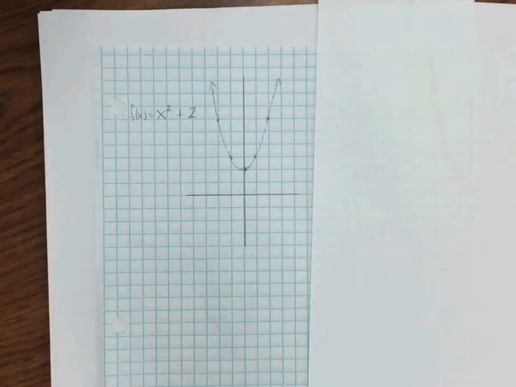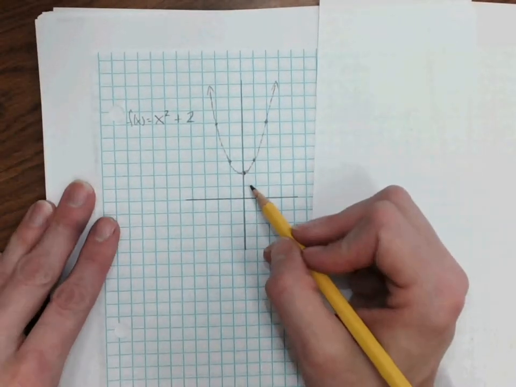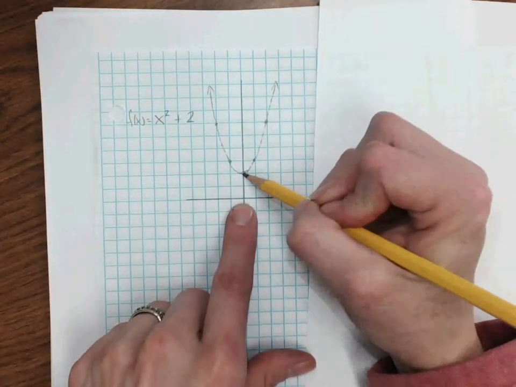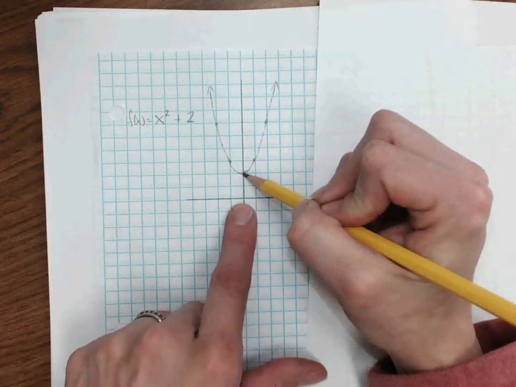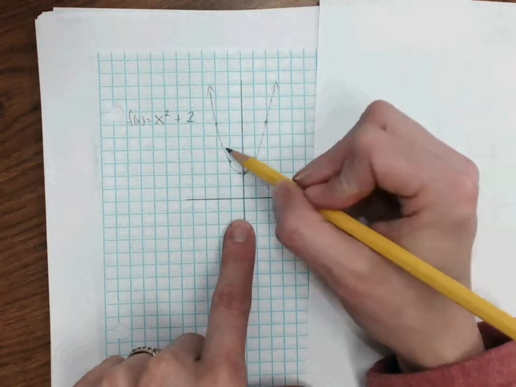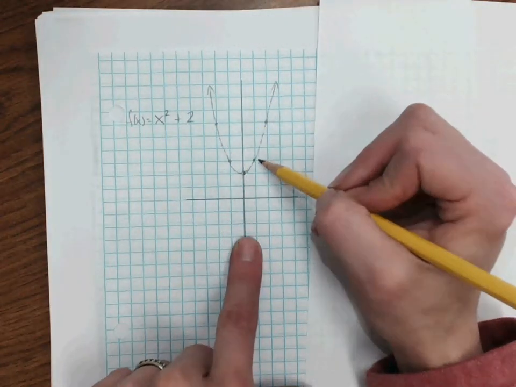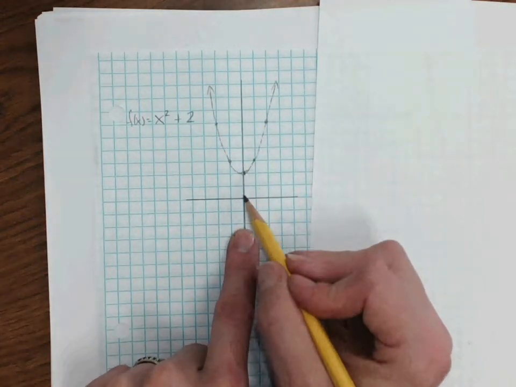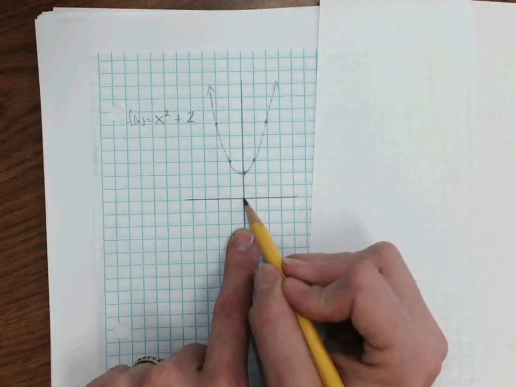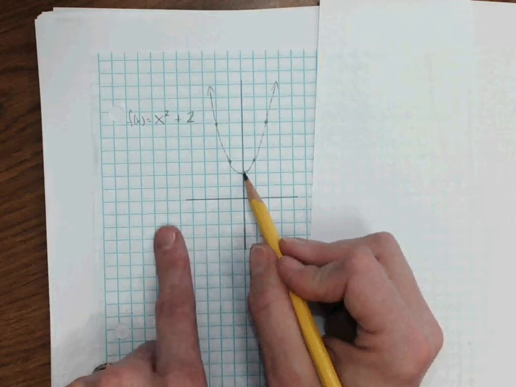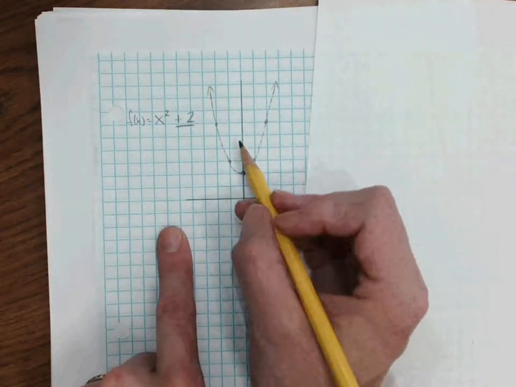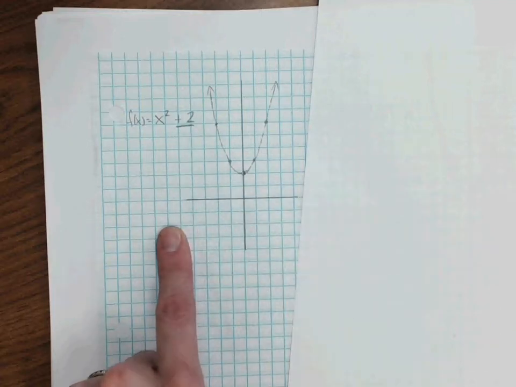If I graph this, properties aren't very helpful with one like this, because really this is the only piece of information I'd get. I would still need to plug some points in to see what this really looked like. So this is going to go up on either side. And notice, it's up 2 units from where it started. The original parent function started right here at 0, 0. Now my vertex is up 2. Do we maybe see a connection between where my vertex is and this plus 2?